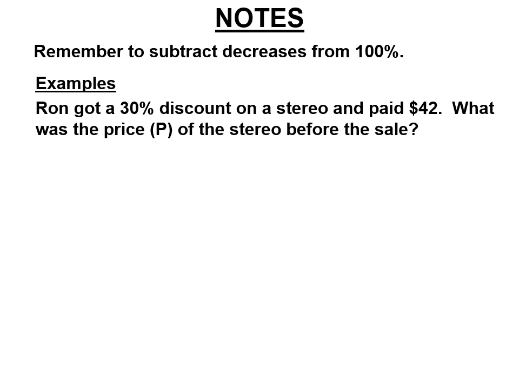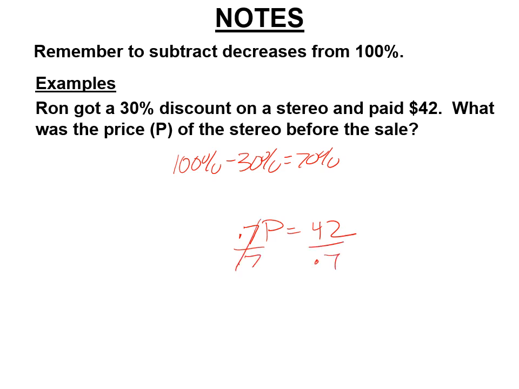All right, Ron got a 30% discount on a stereo and paid $42, right? So again, this is a percent decrease of 30%. So 70%, or 0.7 of the original price was 42. We're trying to work backwards to find out what the original price was. We divide both sides by 0.7. So it's 7 into 420.